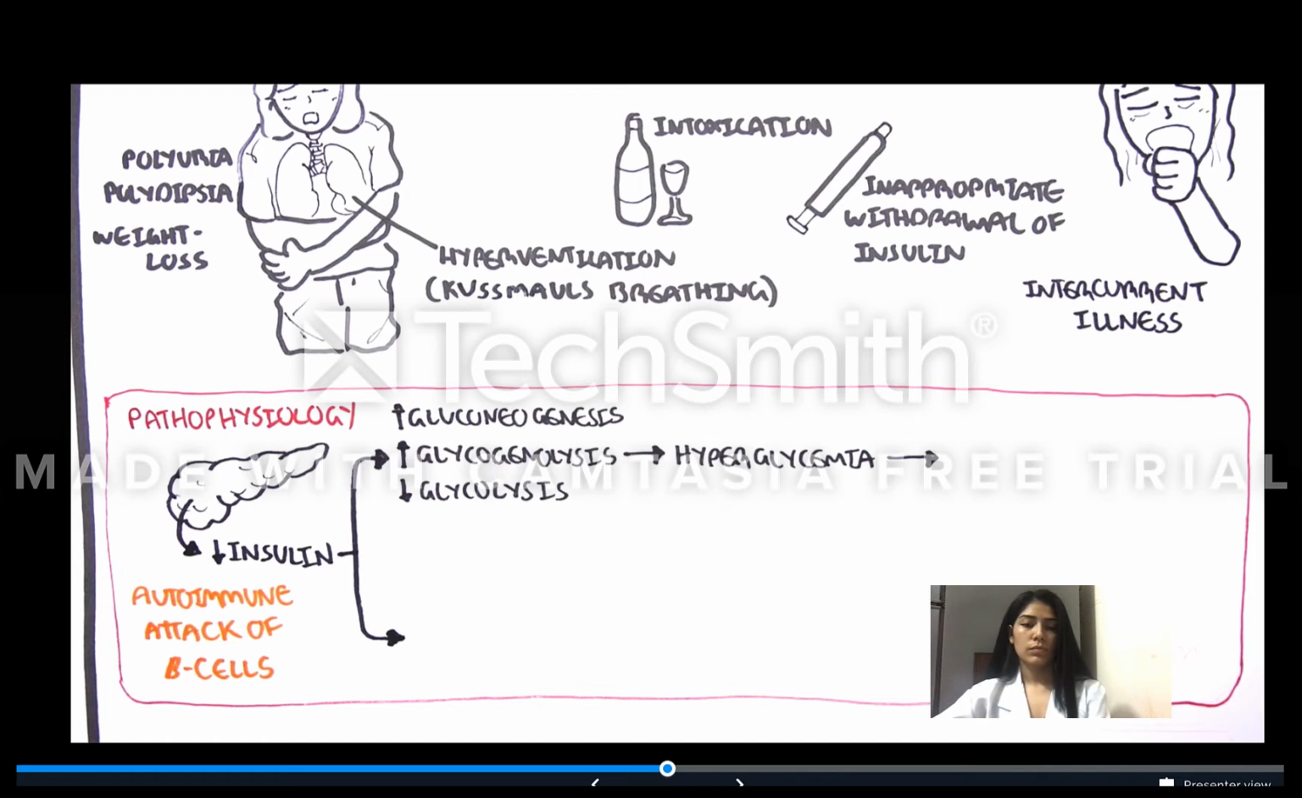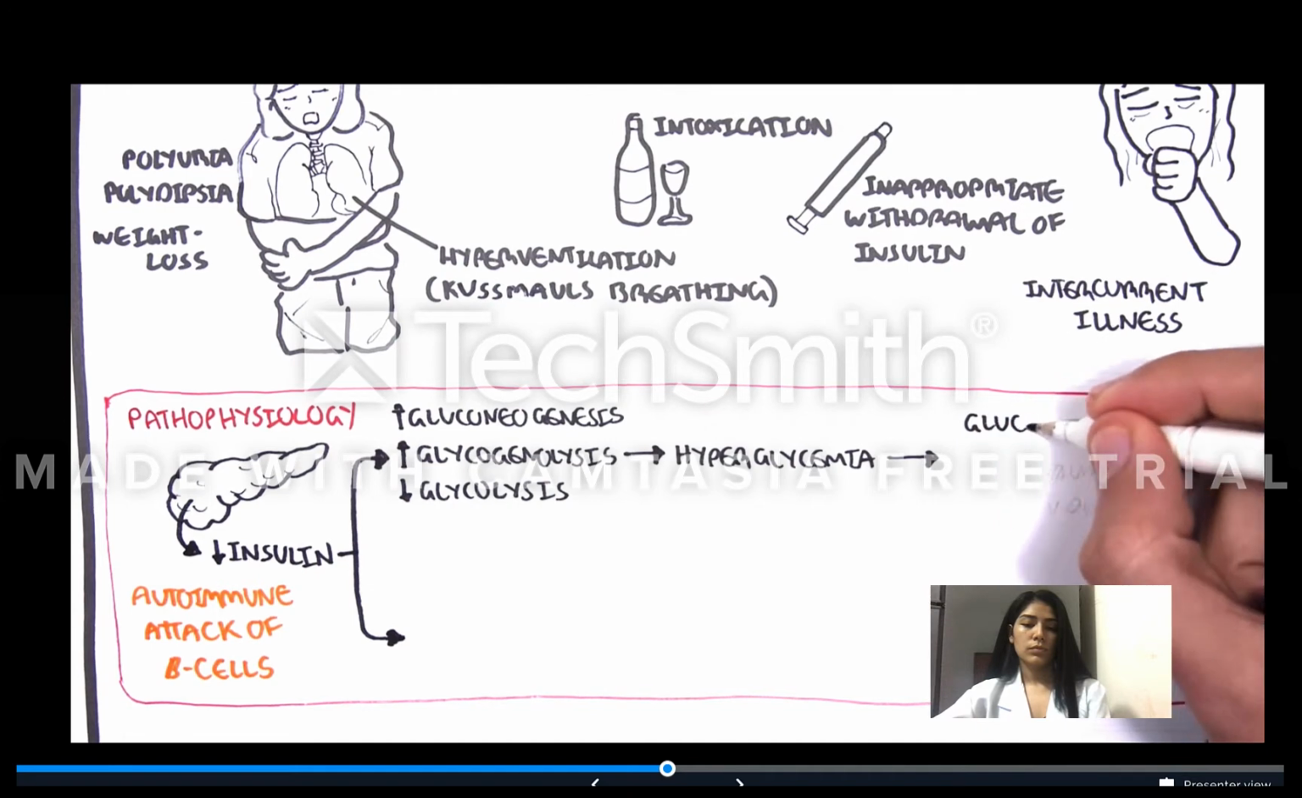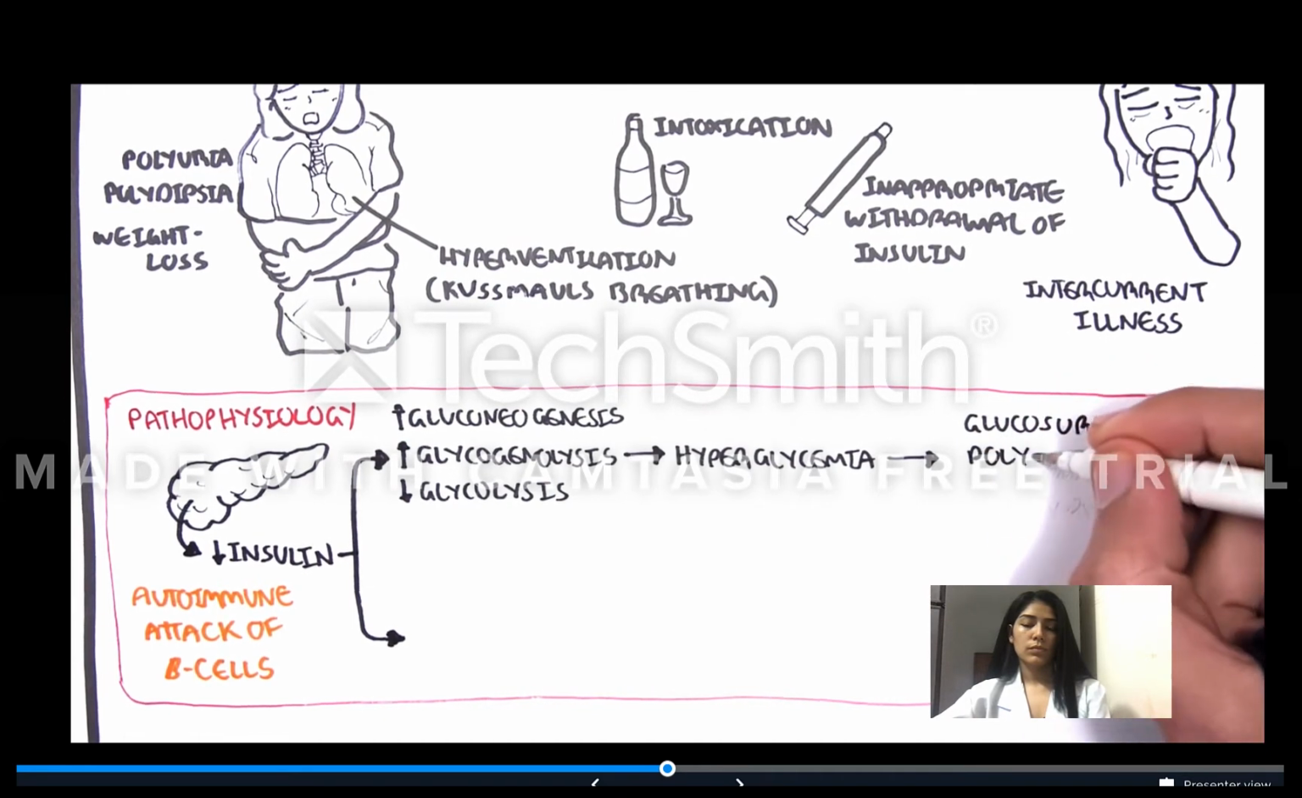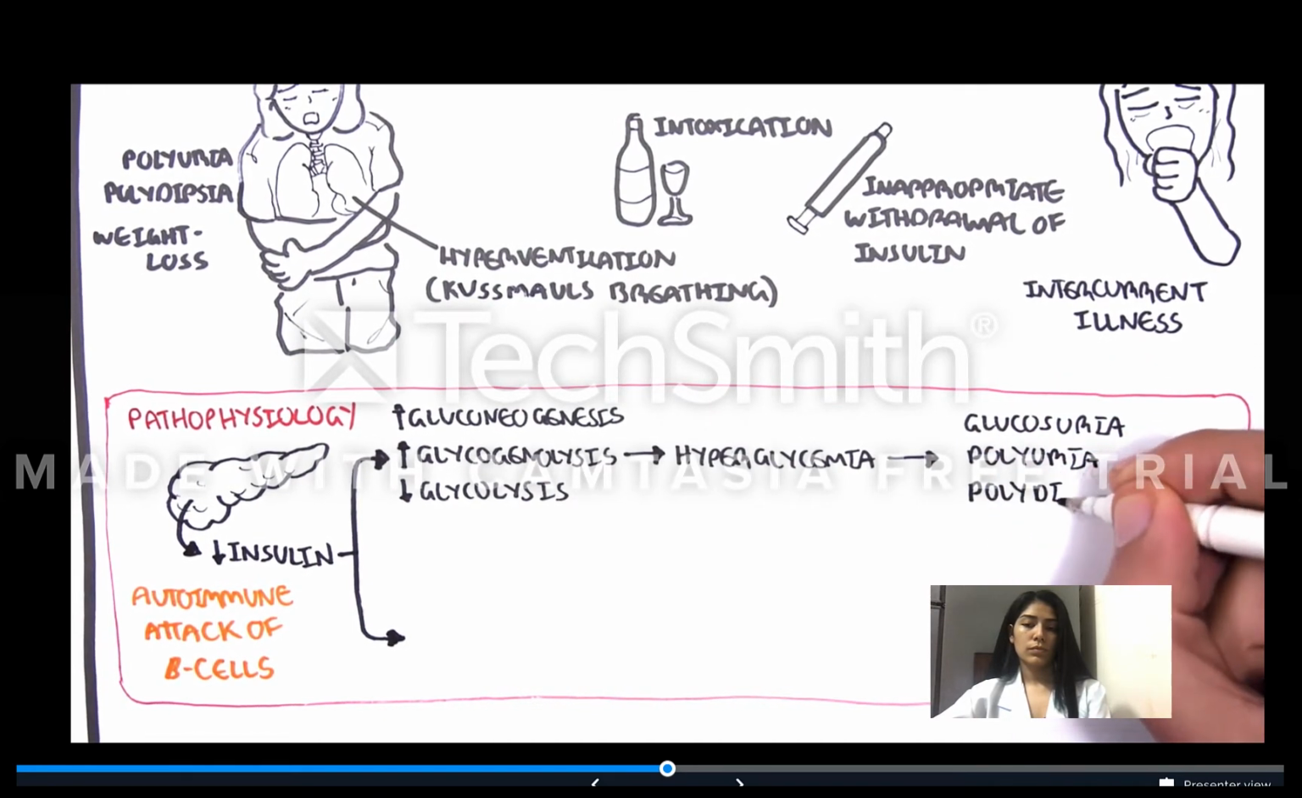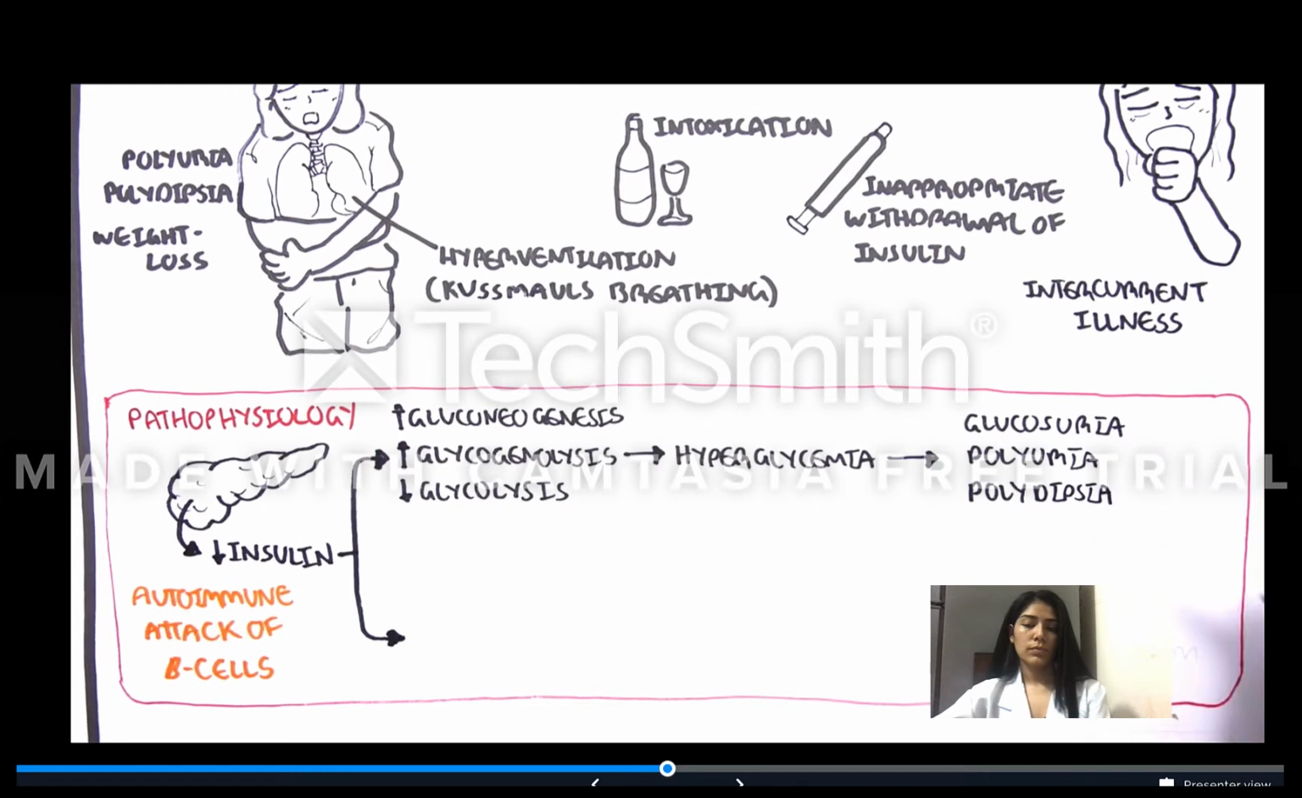Hyperglycemia results in glucose being peed out. So we get glucosuria. Glucose draws water, so we get polyuria, and we also get dehydration as a result. Because we lose a lot of water and we are dehydrated, we get polydipsia.